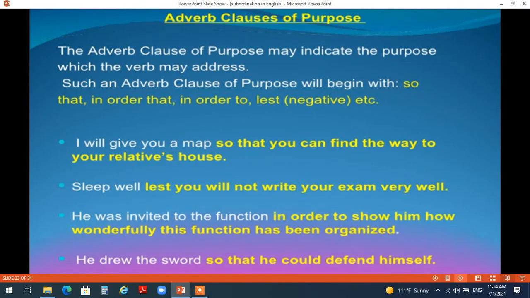He was invited to the function in order to show him how wonderfully this function has been organized. So, in order to, this is the subordinator which has been used to introduce an adverbial clause of purpose. He drew the sword so that he could defend himself. So that again is a subordinator which is used to introduce an adverbial clause of purpose.